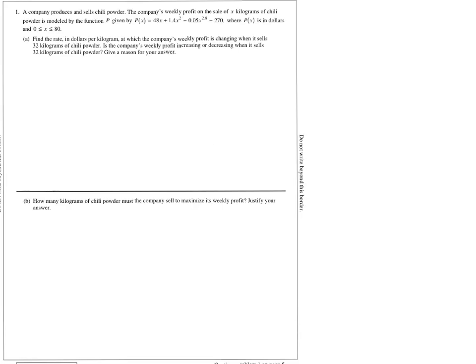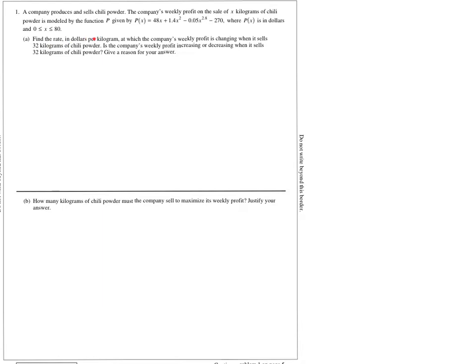Okay, in this first free response, there's a question about companies selling chili powder and the profit on the sale of x kilograms of chili. So x stands for how many kilograms you have, and is modeled by the function P equals 48x plus 140 and so on, where P is in dollars and x is between 0 and 80. So the number of kilograms of chili powder is between 0 and 80. But it's real important to pay attention to the units here. P is measuring dollars and x is measuring kilograms.